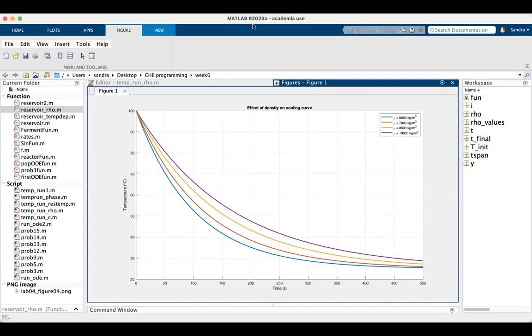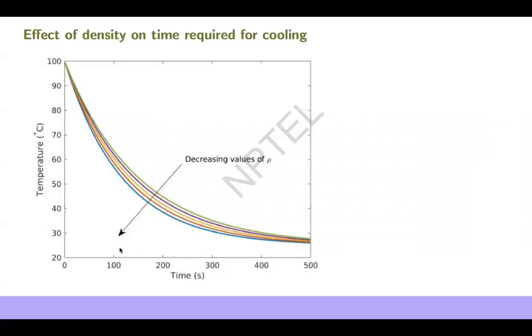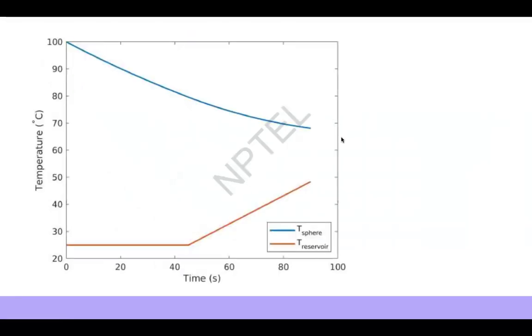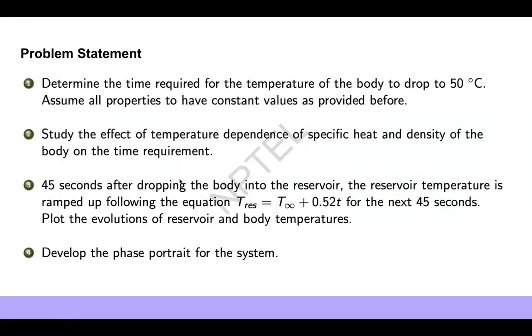If not, let us go to the next part of the question. So again, I'm just comparing: this is the order of decreasing value of the densities. Now, the next question is, up to 45 seconds, the T reservoir temperature is a constant. And after 45 seconds, the T reservoir temperature keeps changing, as T infinity plus 0.5 T, increasing with respect to time for the next 45 seconds. So now we need to understand how the temperature drop is for both the T reservoir and the solid body.